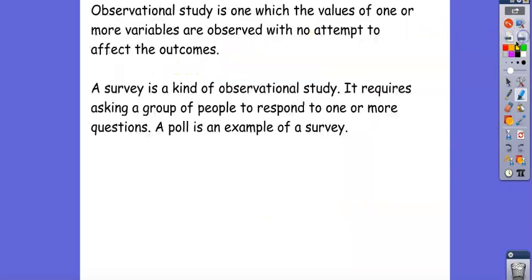Okay, now an observational study is one in which the values of one or more variables are observed with no attempt to affect the outcomes. You're not trying to affect the outcomes, you're just observing. A survey is a type of observational study. It requires asking a group of people to respond to one or more questions. A poll is an example of a survey. You're just asking them some questions.